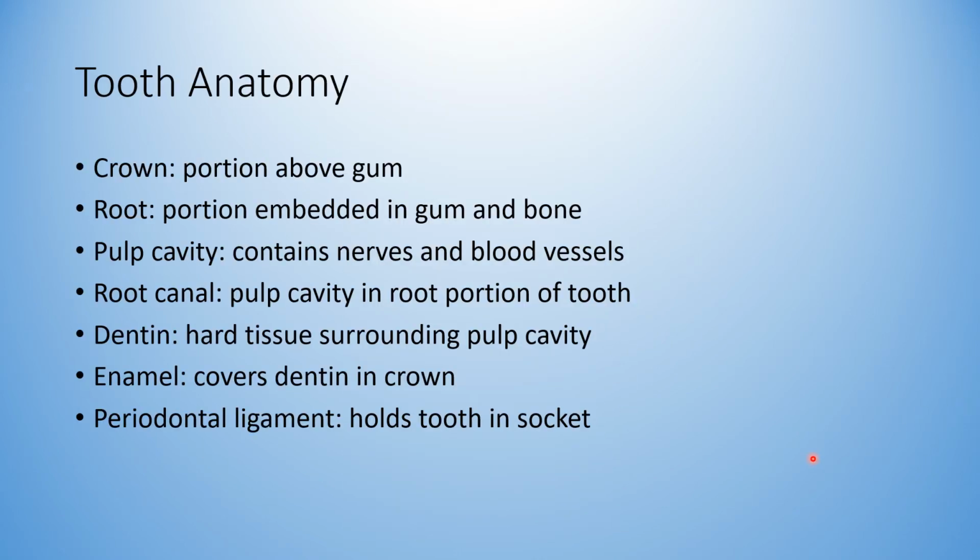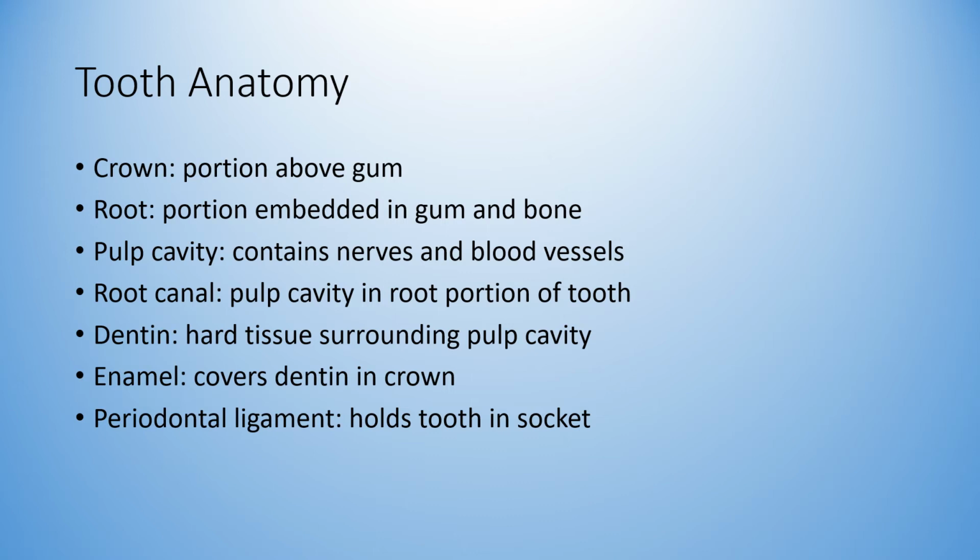In terms of the anatomy of the tooth, the crown is the portion that you see above the gum. The root is below the gum, embedded in the bone. The pulp cavity contains the nerves and the blood vessels. The pulp cavity that extends down into the root portion of the tooth is known as the root canal. So when you have a root canal done, that's where they're going to be deadening. Oftentimes you've had an infection and they need to deaden the nerves and blood vessels that are there. Dentin is the hard tissue surrounding the pulp cavity, and then the enamel covers the dentin in the crown, the part that you see.